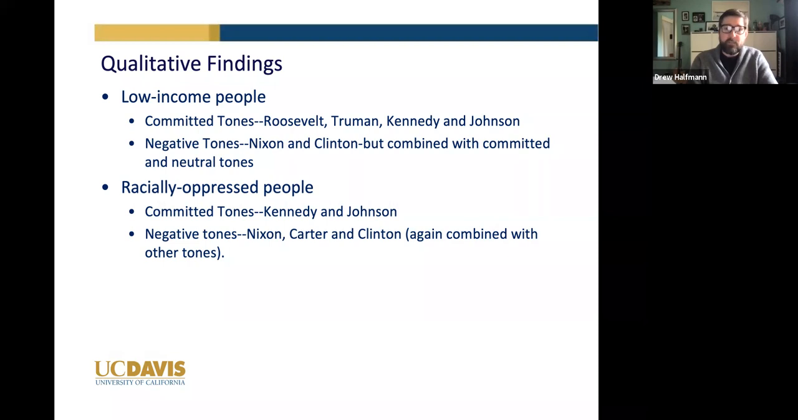For racially oppressed people, Kennedy and Johnson used committed tones. Negative tones you could find with Nixon, Carter, and Clinton, again, combined with these other tones.